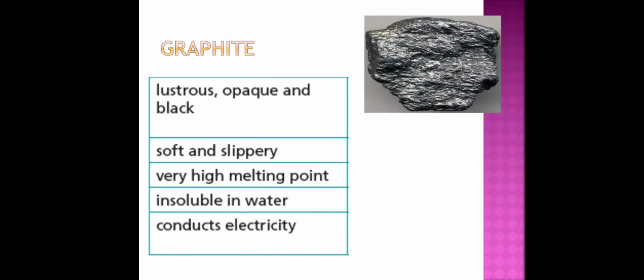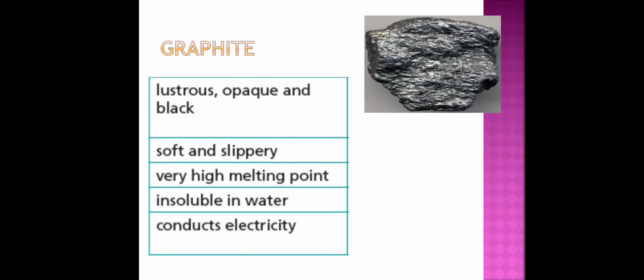The next allotropic form that we will see, that is a crystalline allotropic form, is graphite. Graphite is lustrous, opaque and black. It is soft and slippery. It has a high melting point. It is insoluble in water and it conducts electricity. One very important property of graphite is that it can conduct electricity, and that is why many times graphite is used as an electrode for the process of electrolysis. It is opaque, black in color, shiny, soft and slippery and has a high melting point. So these are the important characteristics of graphite.